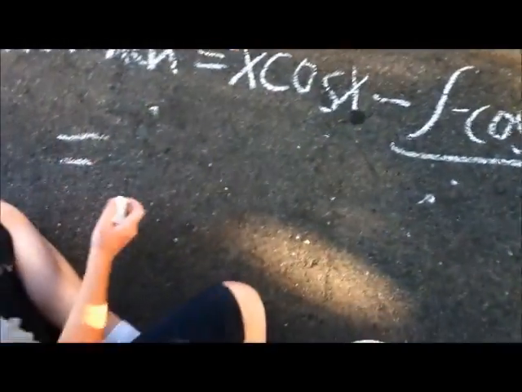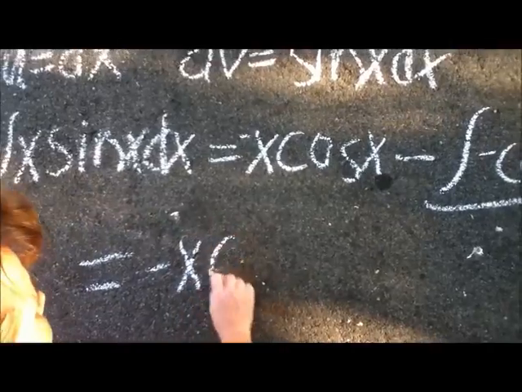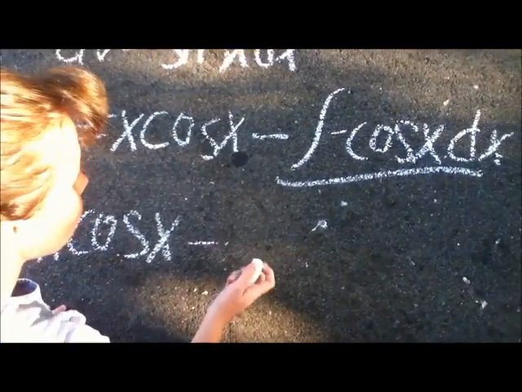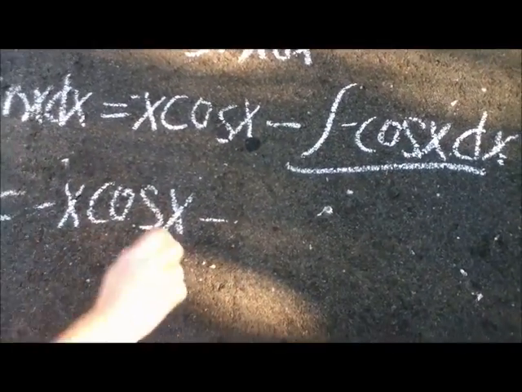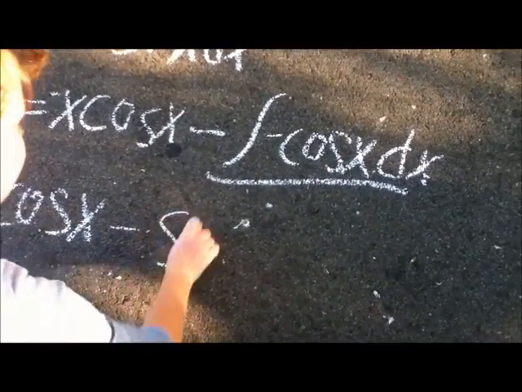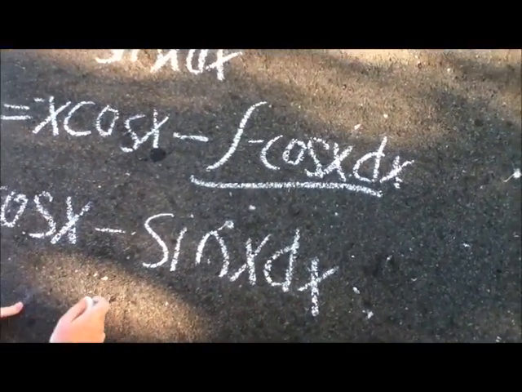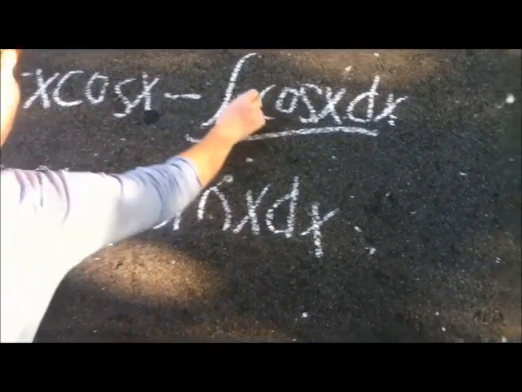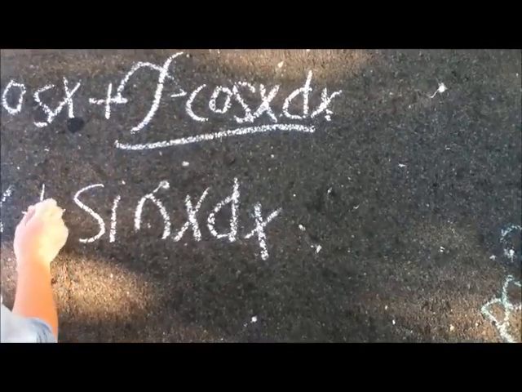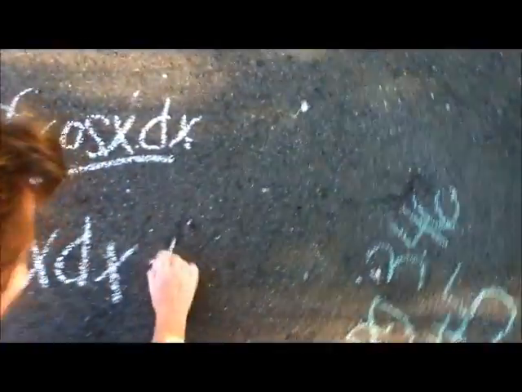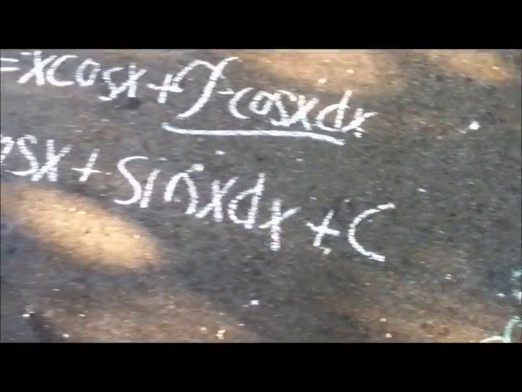So it's going to equal negative x cosine of x minus sine of x dx. Actually, we'll be pulling this out, so that's a plus. So it'll be plus sine of x dx. And then, don't forget the plus c.